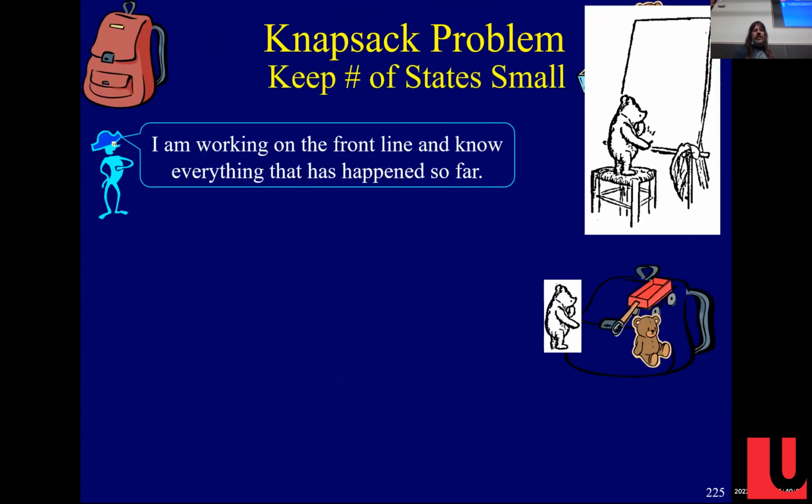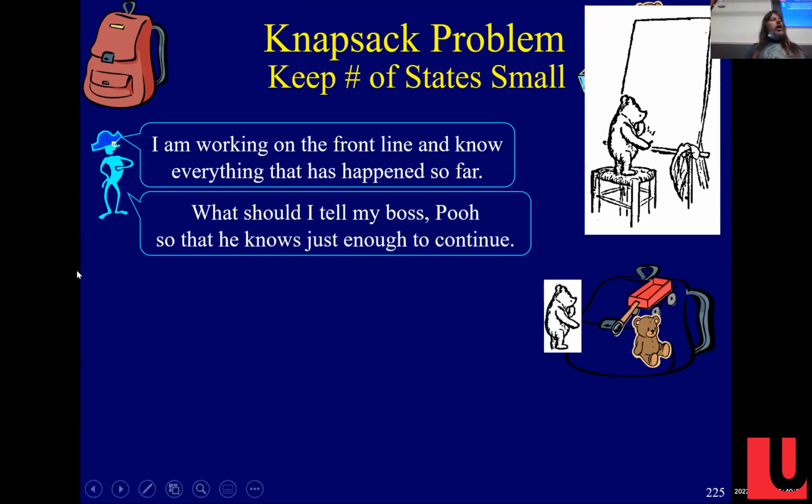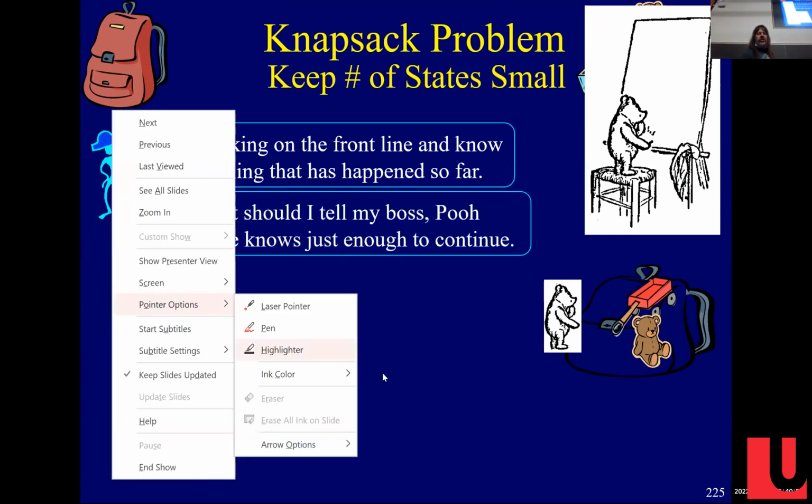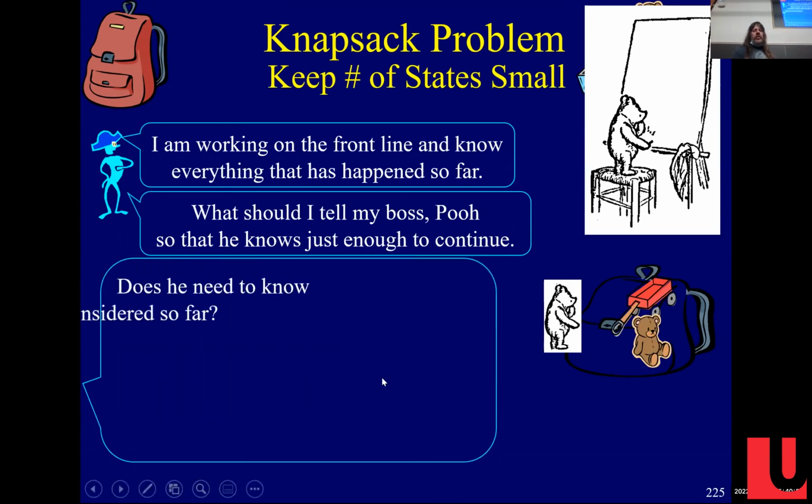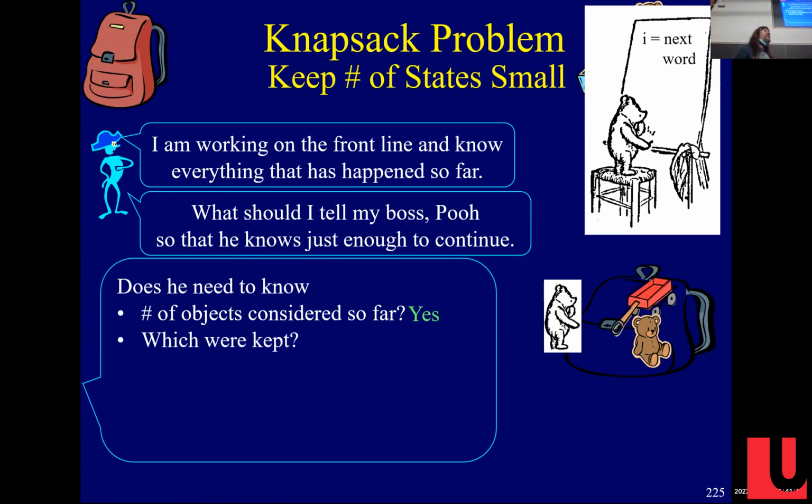Right, good. Now we're back to our frontline worker down in Chem H, trying to figure out what we need to tell Trudeau. Do we tell him the number of objects considered so far? Yes, because clearly he needs to know what object we're working on, right? What else do we have to remember? Do we have to remember what has been kept so far? No. Do we have to remember the volume filled so far? Yeah, you got to know whether the next object fits, right?